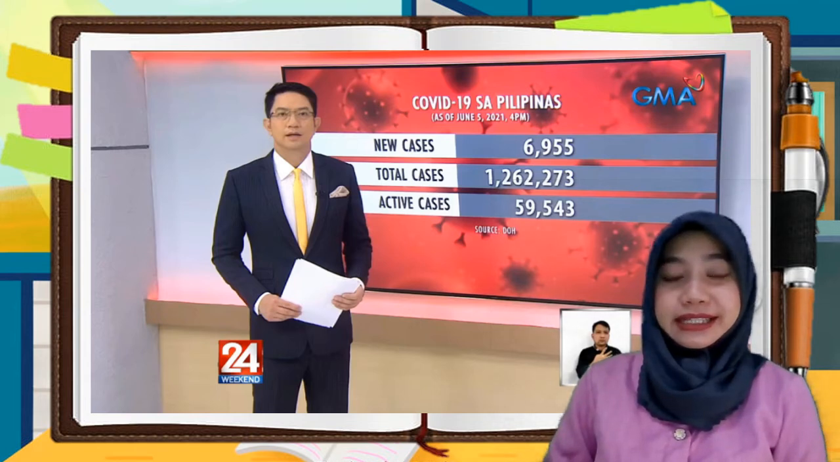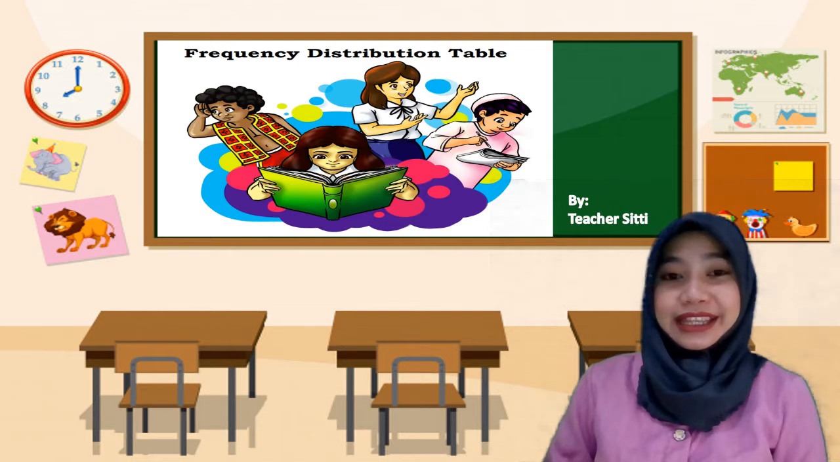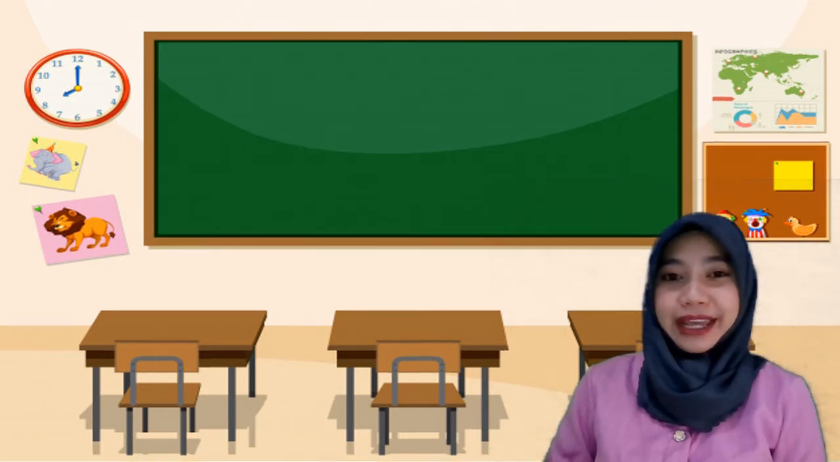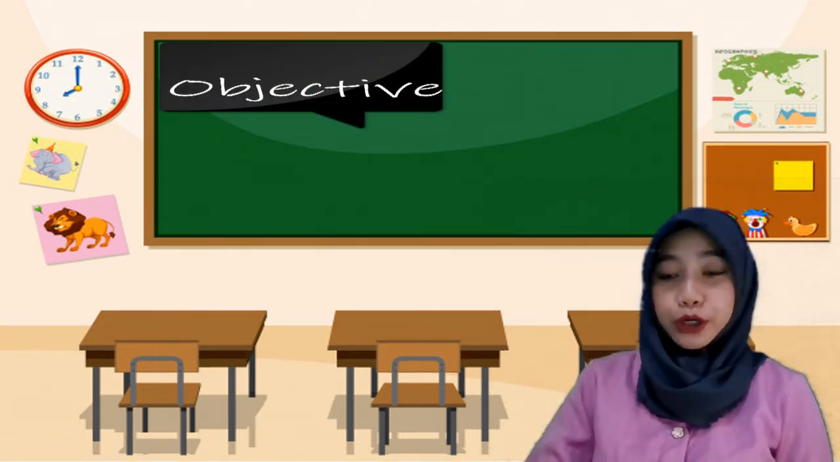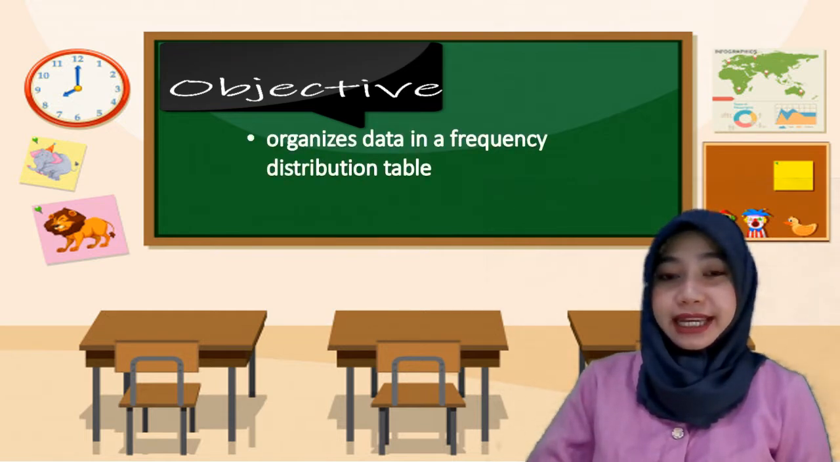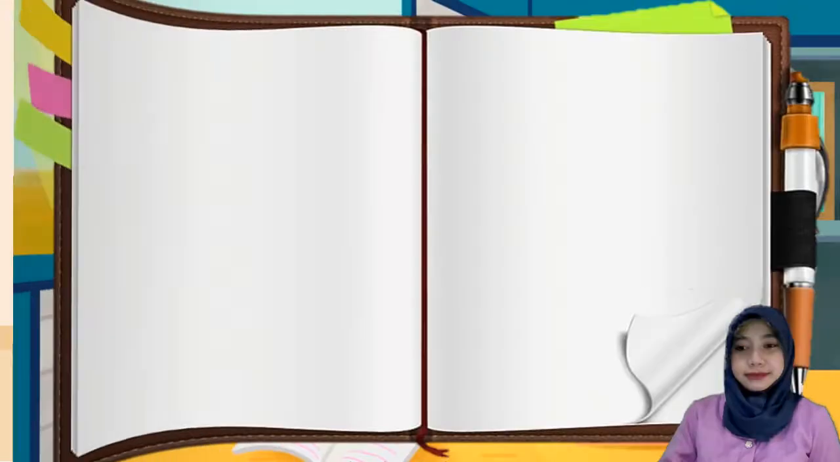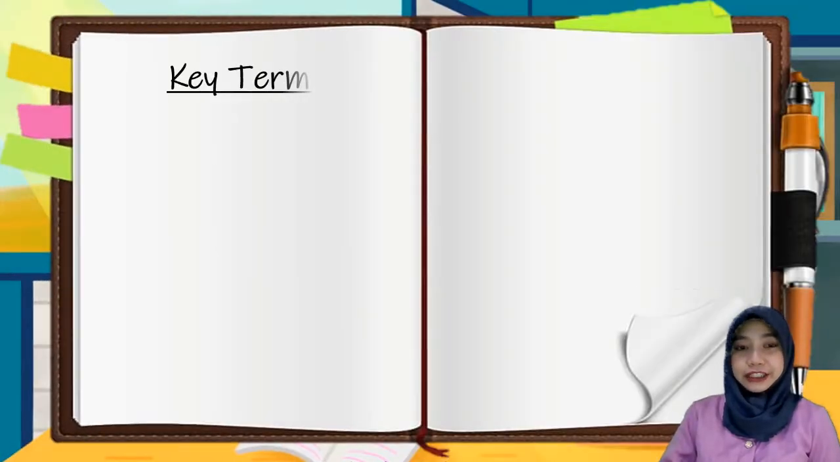We can organize and summarize these data using the frequency distribution table. And this is our topic for today. Our objective for today is to organize data in a frequency distribution table. Let's have first the key terms.